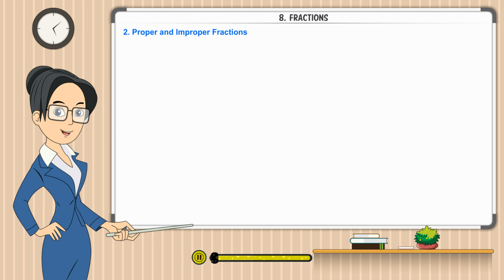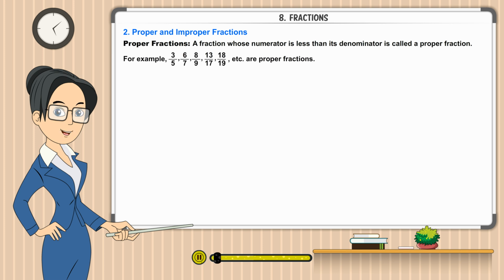Proper and improper fractions. Proper fractions. A fraction whose numerator is less than its denominator is called a proper fraction. For example, 3 upon 5, 6 upon 7, 8 upon 9, 13 upon 17, 18 upon 19, etc. are proper fractions.